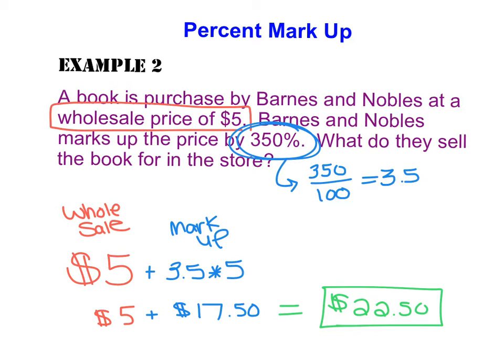So again, note we have the wholesale price that Barnes & Noble paid. We then mark it up by 350%, which is $17.50, for a total of $22.50. This is your retail price, which means this is what it's sold for in the store, so that Barnes & Noble can make that 350% profit of $17.50 per book.